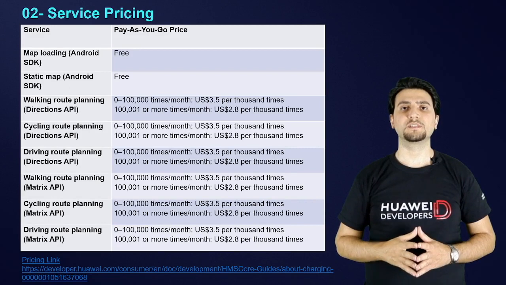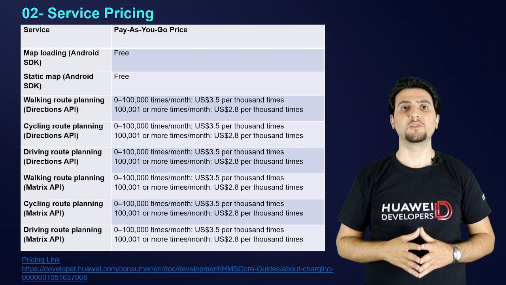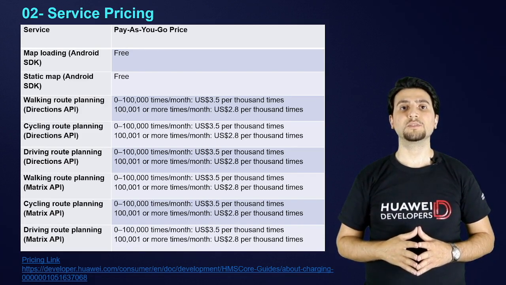Service pricing. Map Kit is built on the standard pay-as-you-go basis, so Huawei ensures that it does not charge you for service you don't use. Also, Huawei offers each developer a $300 coupon in free usage for Location Kit, Map Kit, and Site Kit every month. The coupons are not cumulative and unused amount cannot be carried forward to the future month.